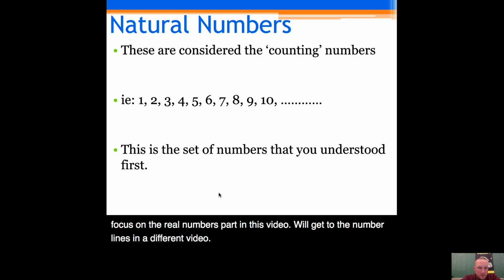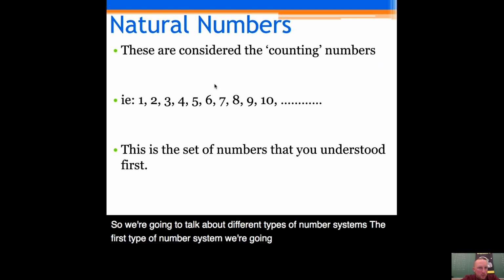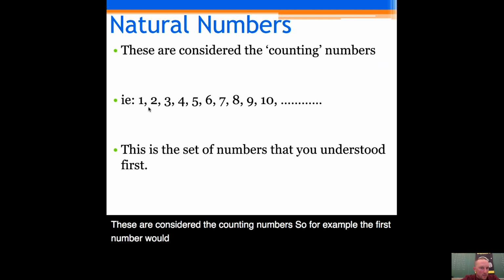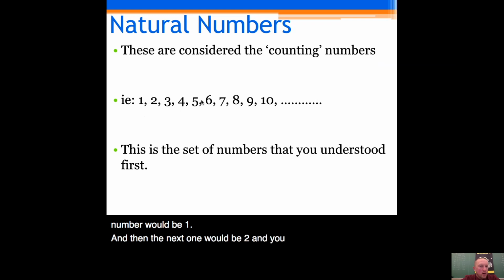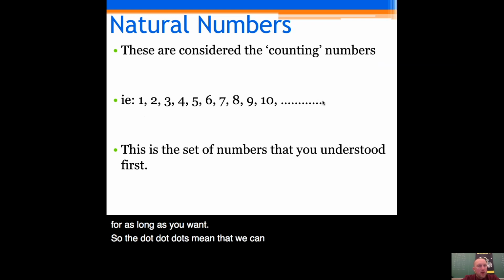So we're going to talk about different types of number systems. The first type of number system we're going to look at is the natural numbers. These are considered the counting numbers. So for example, the first number would be 1, and then the next one would be 2, and you just keep counting by 1 for as long as you want. So the ... dots mean that we can count forever by 1 to infinity.